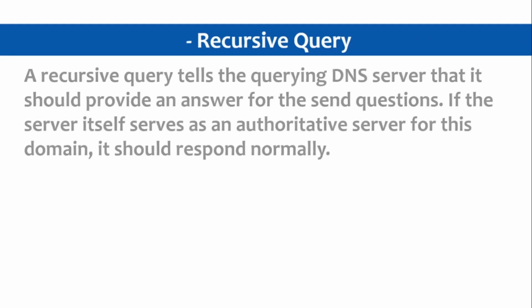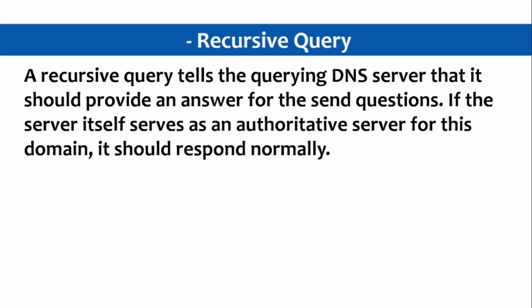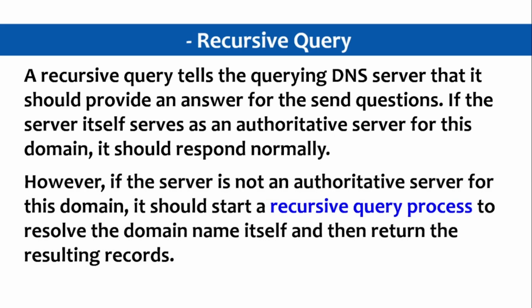So let's understand the recursive query now. A recursive query tells the queried DNS server that it should provide an answer for the question. If the server itself is the authoritative server for this domain, it should respond normally. However, if the server is not an authoritative server for this domain, it should start a recursive query process to resolve the domain name and then return the resulting records. So we also saw how the recursion works.